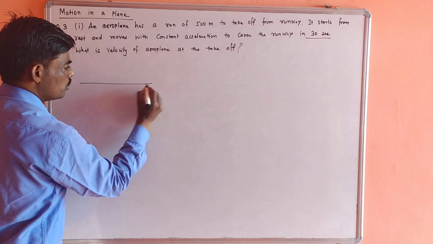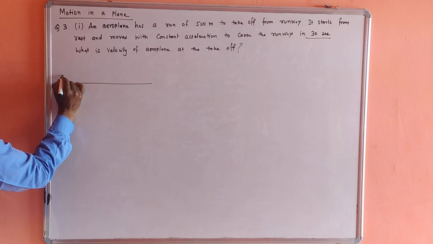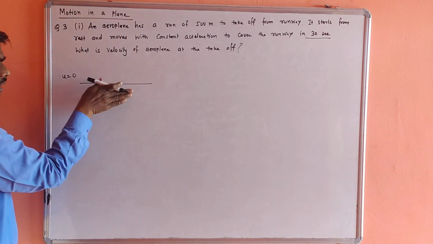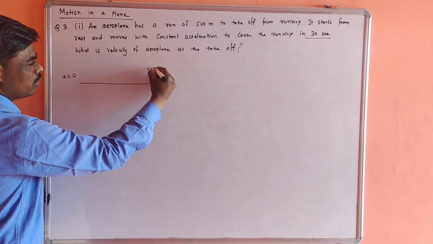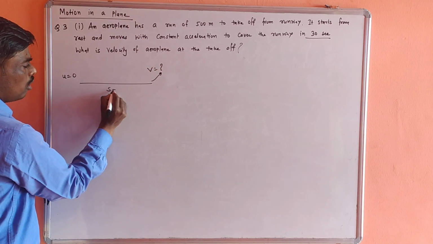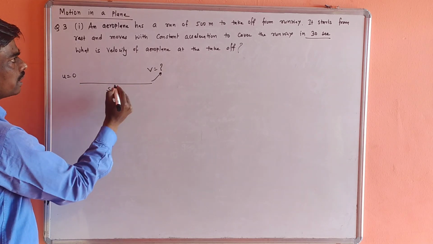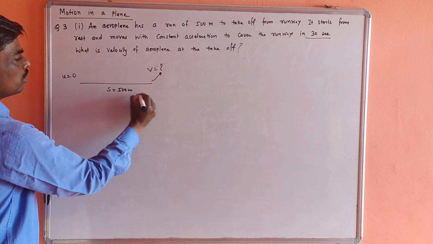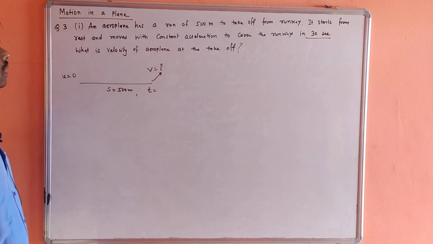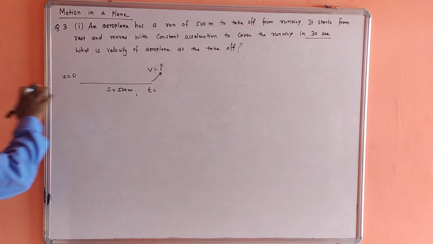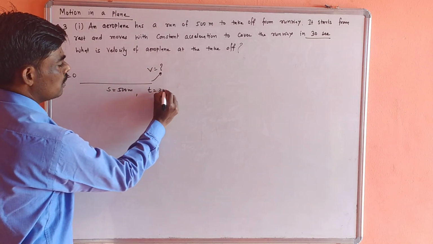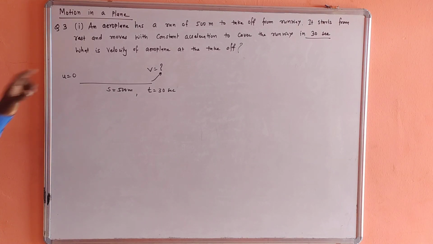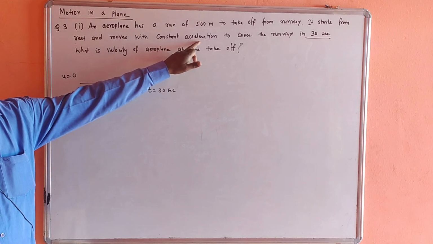So this is the track on which the aeroplane is moving. Its initial velocity is 0 since it is moving from rest, and when it takes off, the final velocity we have to find out. The length of this track or runway is given as 500 meters, and the time interval taken by the aeroplane to cover this track is 30 seconds. So initially we must find the acceleration. It is moving with constant acceleration.